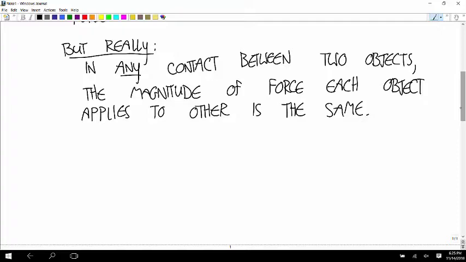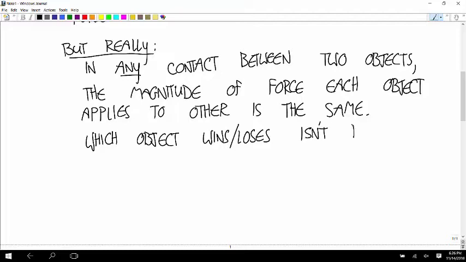So the idea of who wins the collision and who loses the collision has to do with other stuff unrelated to the amount of force. And I'll talk about that now. Which object wins or loses isn't determined by the contact force.